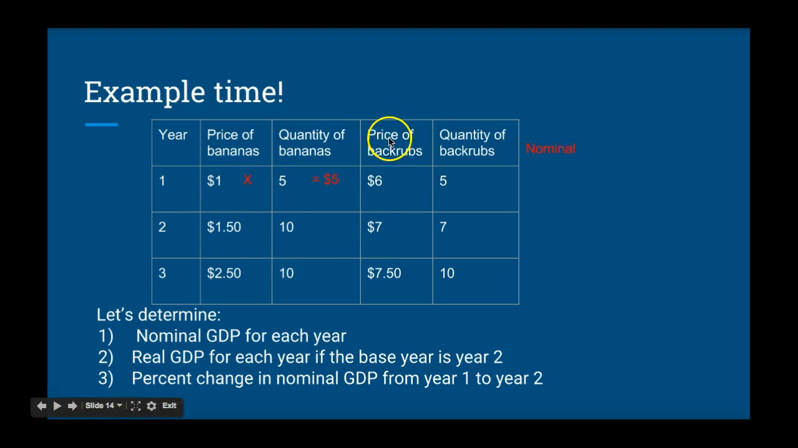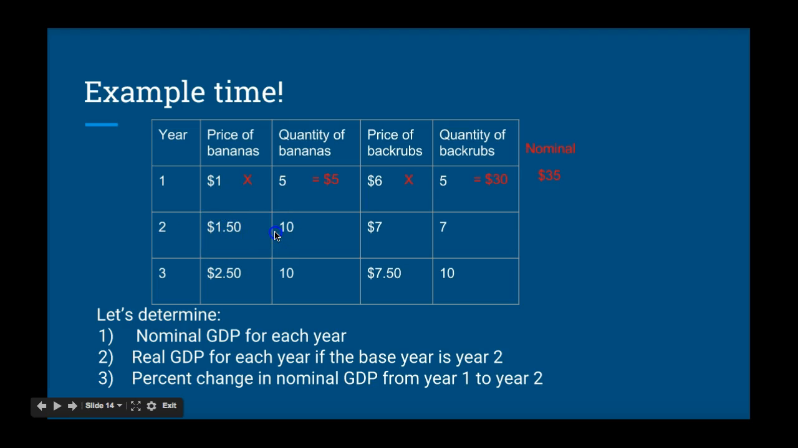And then I'm going to take the price of the back rubs, which is 6, times the quantity of back rubs, which is 5. So 6 times 5 will give us 30. Now I'm just going to add 5 and 30 together to get a nominal GDP of $35 for year 1. Again, all I'm going to do is the same thing for year 2.